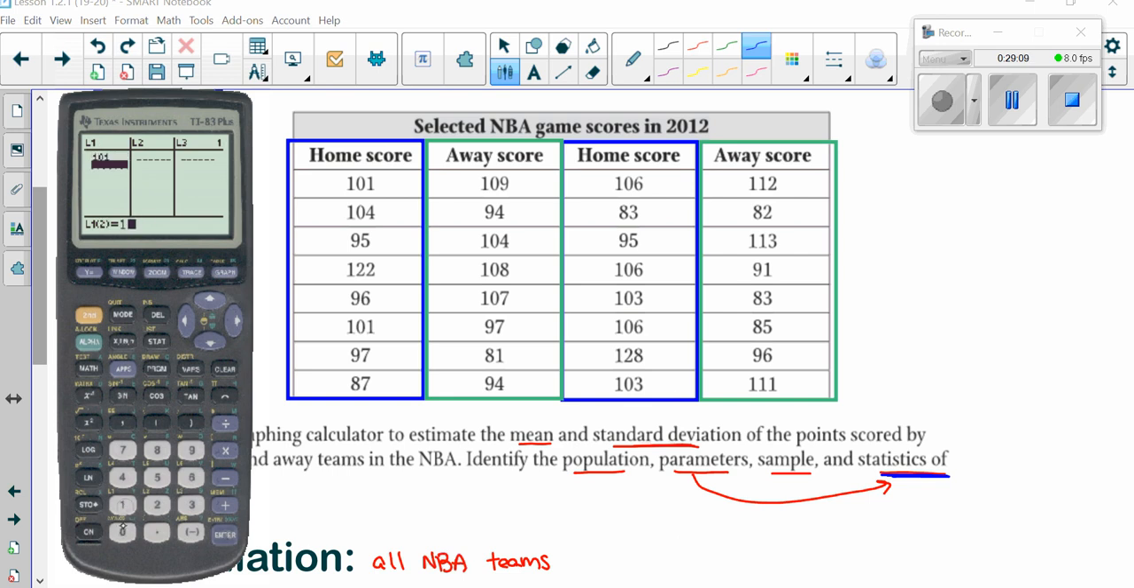Go ahead and put these numbers in your calculator, and all you have to do is hit 101, enter, 104, enter. You're going to want to do this so that you can see how I calculate the mean and the standard deviation. So go ahead and do that. Careful when you put them in that you put the right numbers in. And remember, when you get to 87 here, we're going to then jump to that 106.